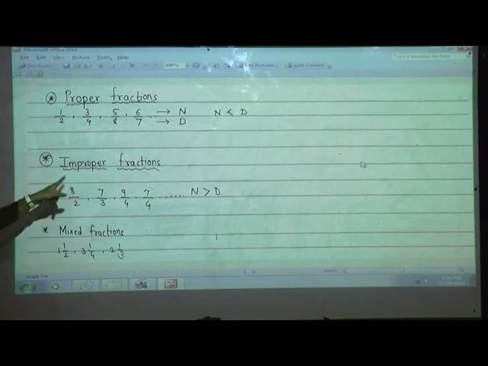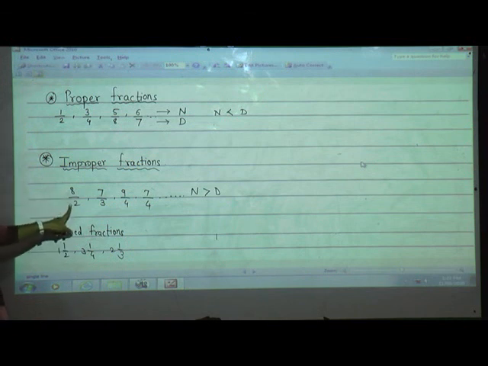Now what can you observe here? Numerators are greater than denominators, isn't it? See, 2 is a smaller number. Here the numerator is greater, so these numbers are called improper fractions. Clear? Now what about mixed fractions?